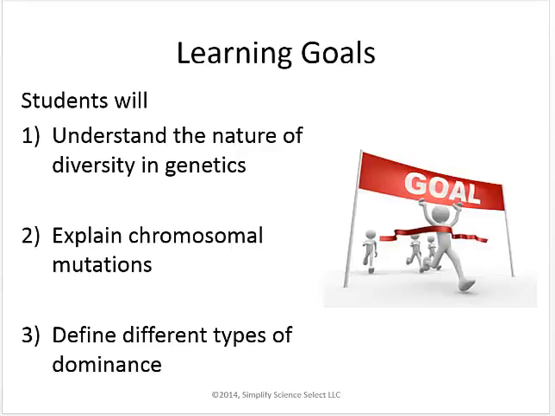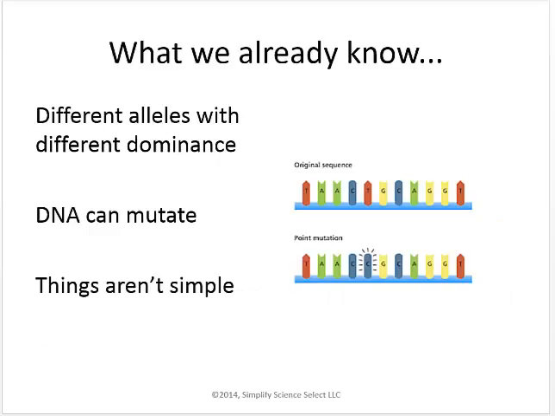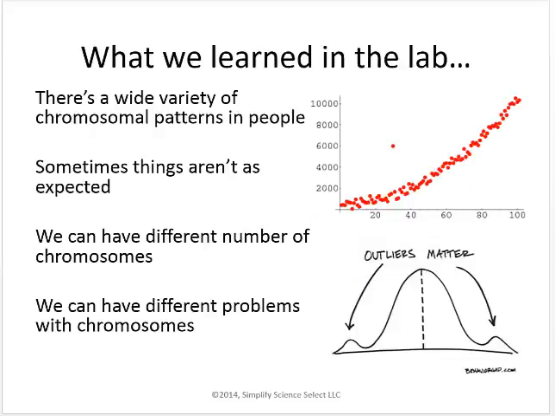Our learning goals: understand the nature of diversity in genetics, explain chromosomal mutations, and define different types of dominance. We already know that there are different alleles with different dominance, that DNA can mutate, and that things really aren't simple. What we saw in the virtual lab is that there's a wide variety of chromosome patterns in people. Things aren't always as expected. We can have different numbers of chromosomes, different problems with chromosomes.